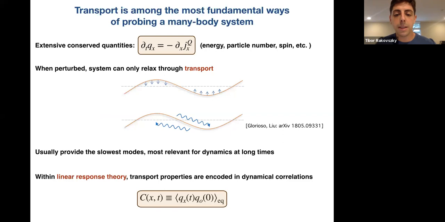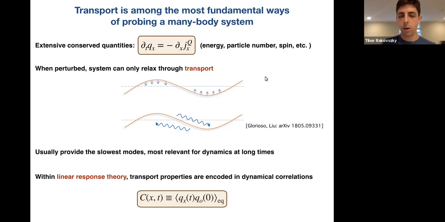So the basic idea is that transport is one of the very fundamental ways in which we can probe how a many-body system behaves. So if you have some extensive conserved quantities described by their local densities, which obey a local continuity equation, and these can be things like energy, particle number, spin in some systems, and so on, then these are very special in their dynamical behavior in the sense that they lead to very slow relaxation in a way.